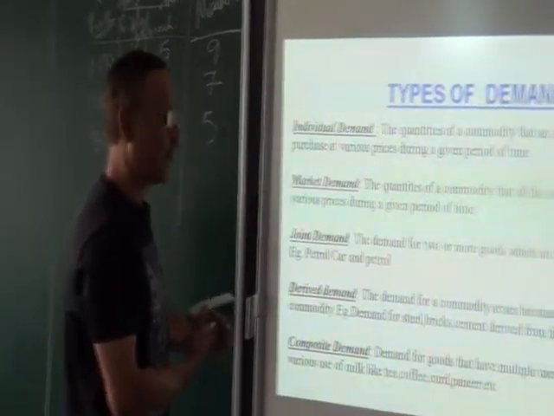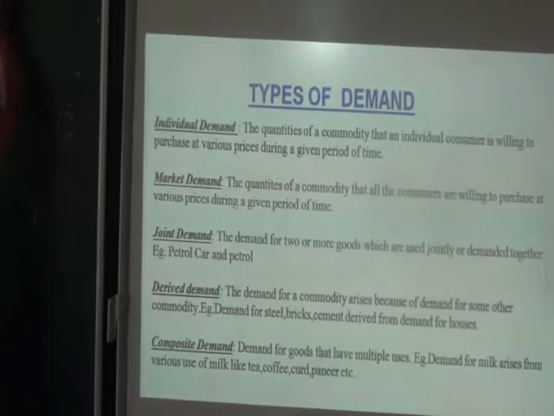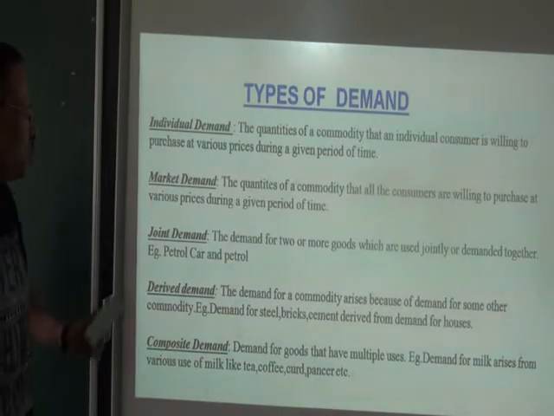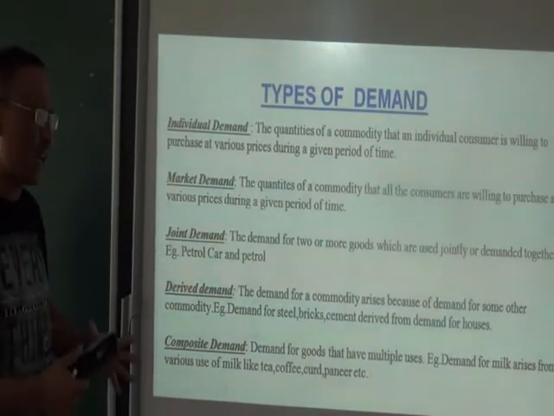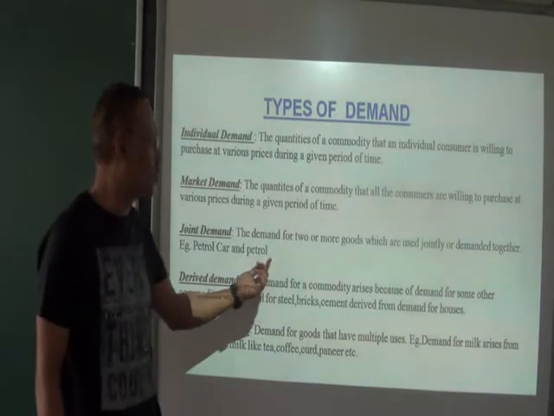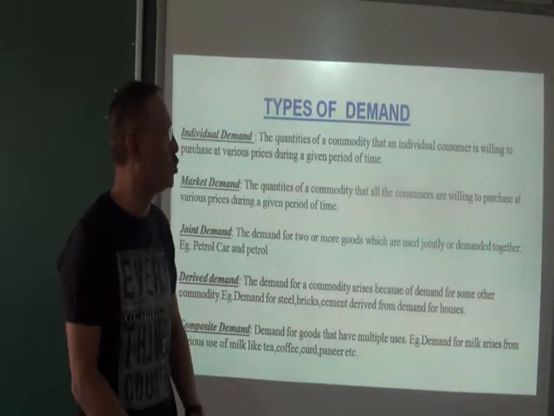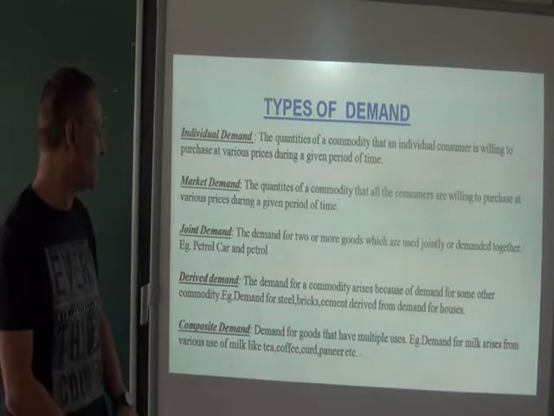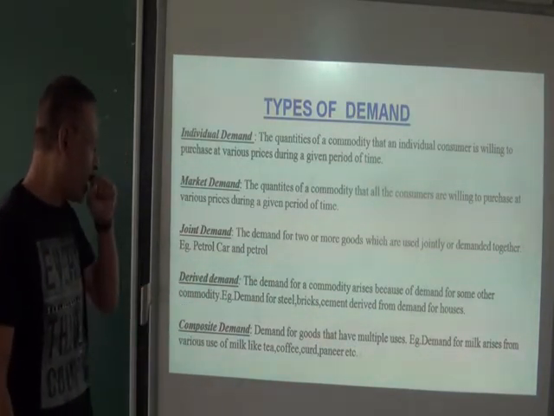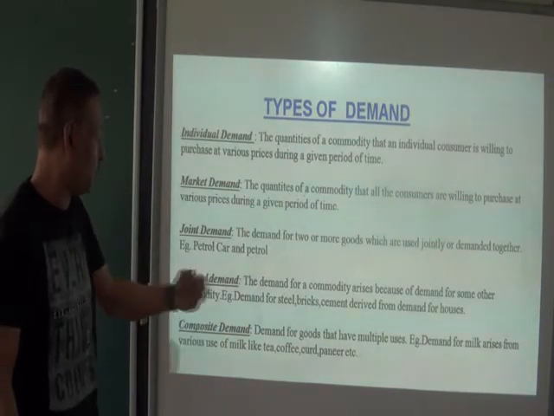Okay, now we go back to joint demand. Joint, together, something like complementary goods. You demand jointly. The demand for two or more goods which are used jointly or demanded together. Example, petrol car and petrol. So when you buy a petrol car, you obviously demand petrol.